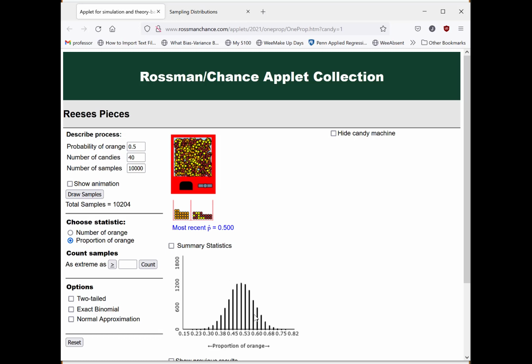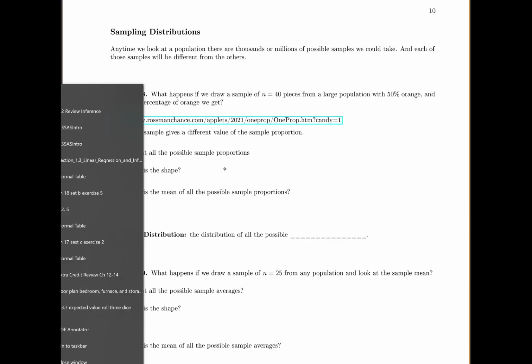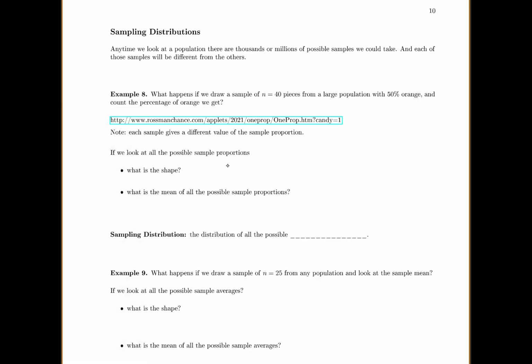Notice now when I draw 10,000 samples, this looks like a normal curve. It looks like a normal curve, and it's centered precisely, it's hard to tell because I did a weird scale here, it's centered precisely at 0.5, which was the probability of orange. So if we look at all the possible sample proportions, if we did this thousands and millions of times, the shape ends up looking just like a normal curve.